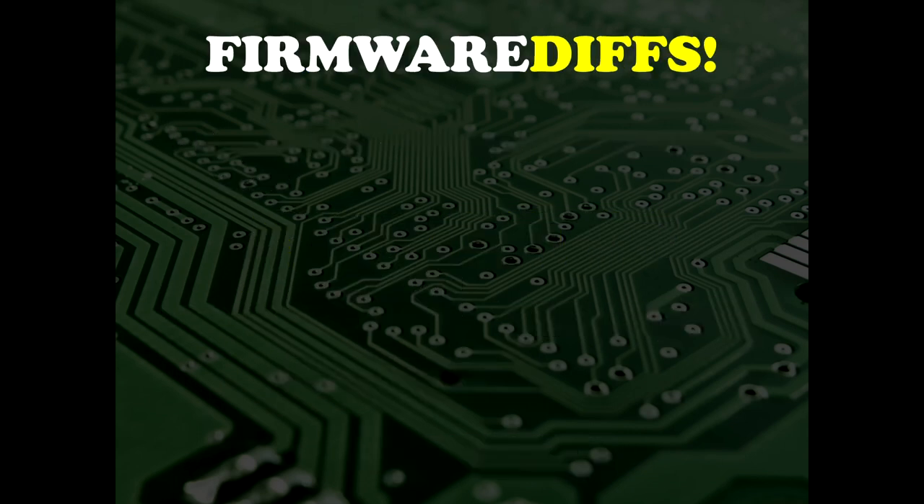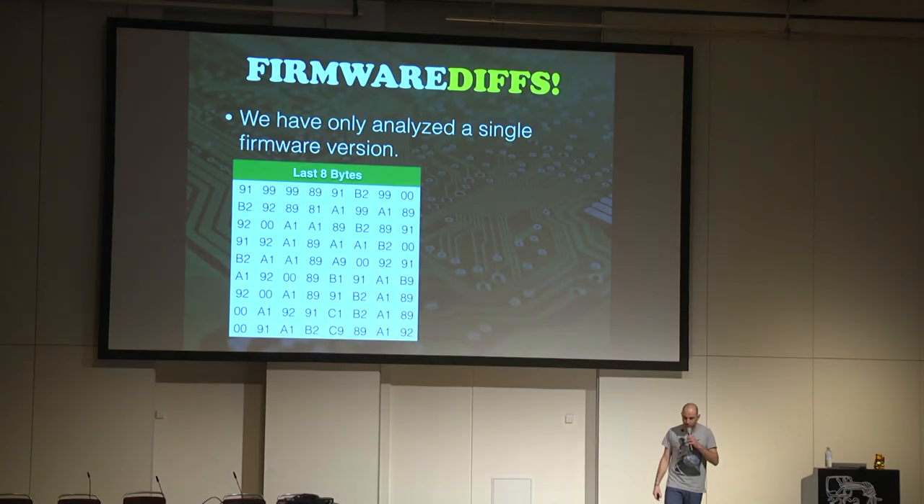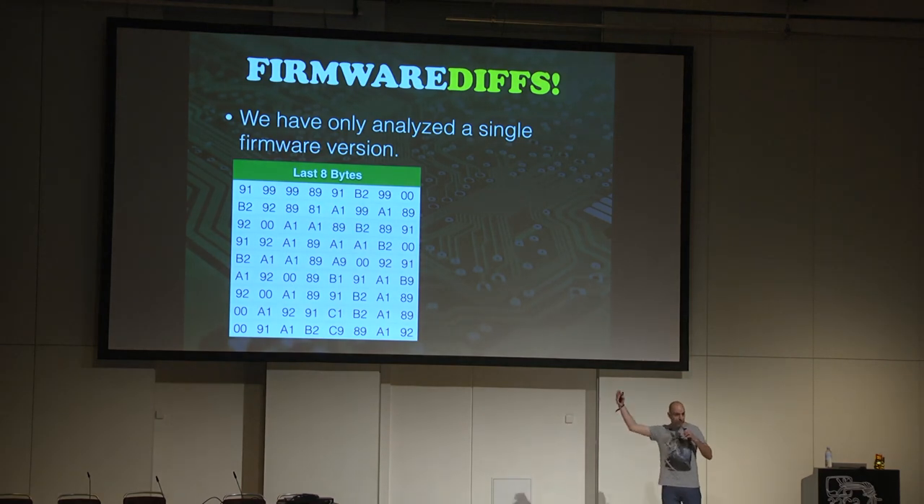And then we understand that up till now, we've only looked at one version of the firmware, right? We can take a look, maybe, at the last 8 bytes of a lot of firmware versions, because the vendor lets us download however many firmware versions we want. So these are all the 8 bytes from a lot of different versions, right? They are all different. And look at this.